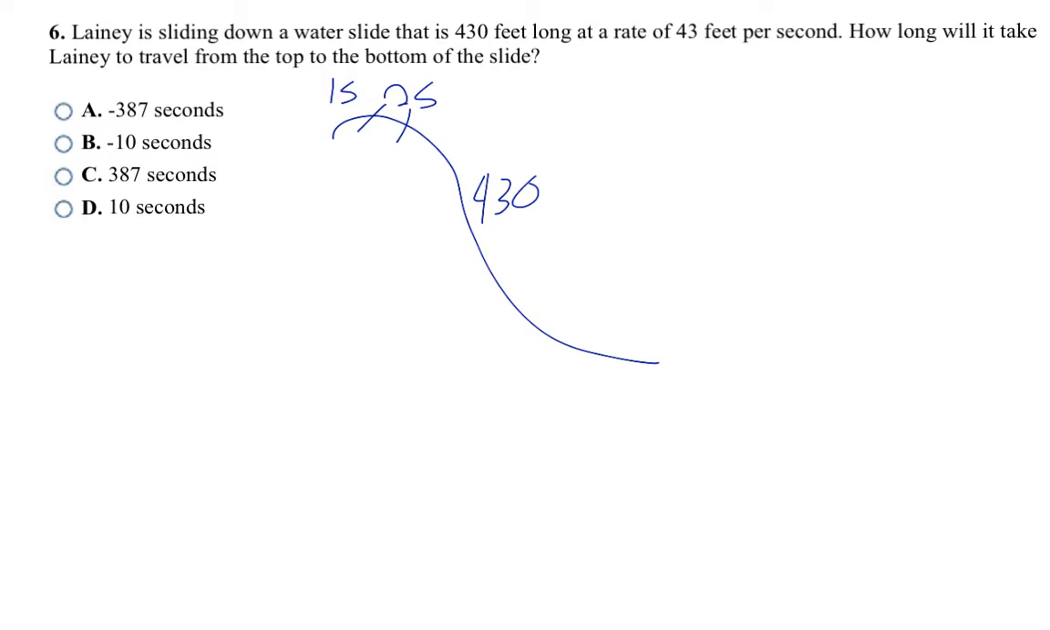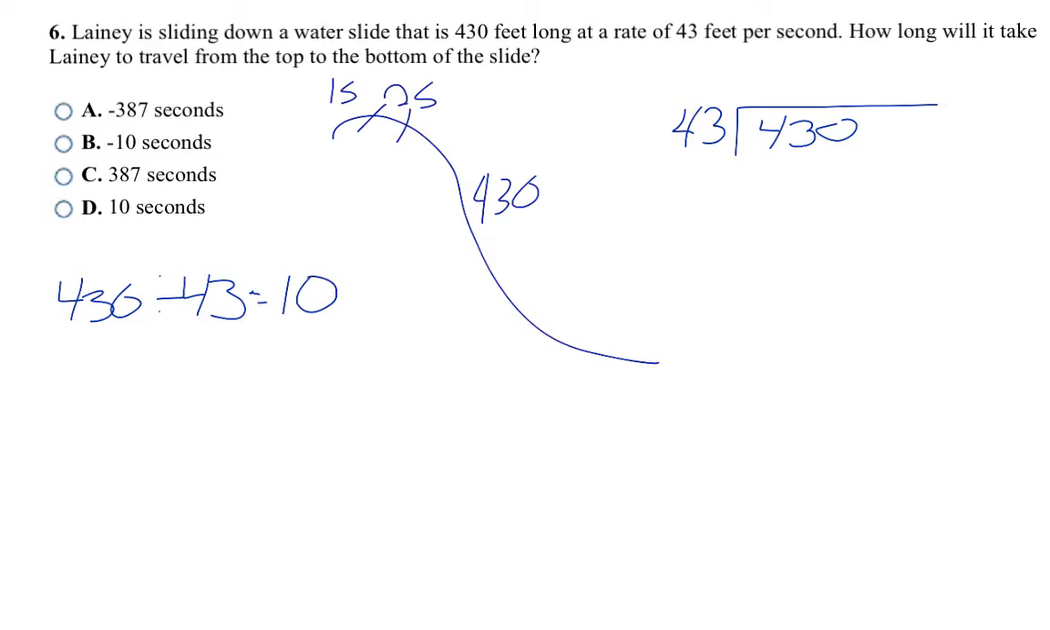So that means these numbers are going to be getting smaller. And since we're dividing the slide into pieces for each second, we're going to want to divide these numbers. So you can set it up and do it longhand like this, or in your calculator, you can press 430 divided by 43. Either way you do that, you're going to get an answer of 10. And since she's not going back in time, since she's going forward in time, that's going to be a positive 10 seconds, which is going to make your final answer D.